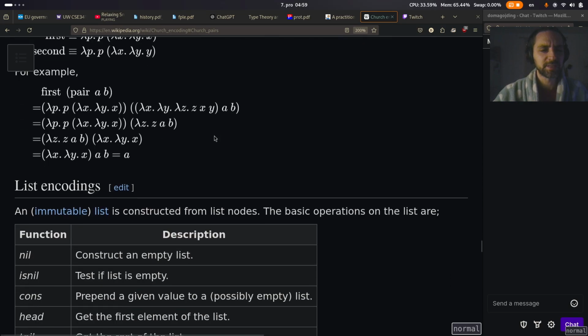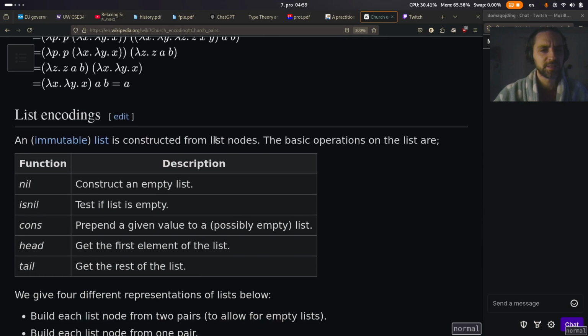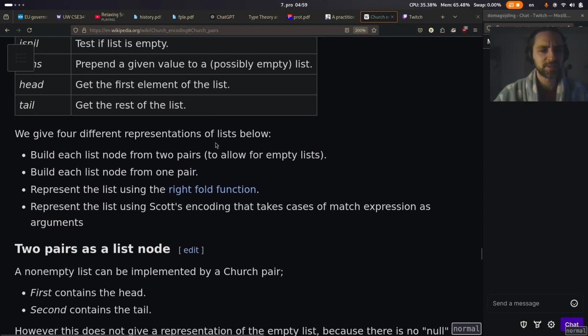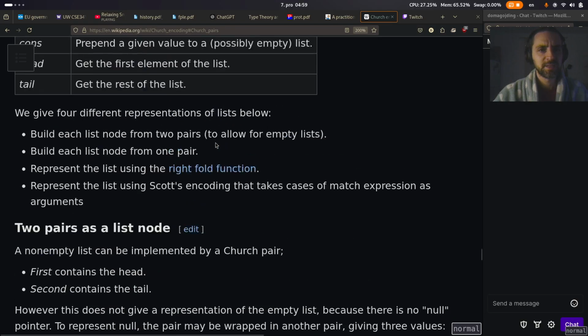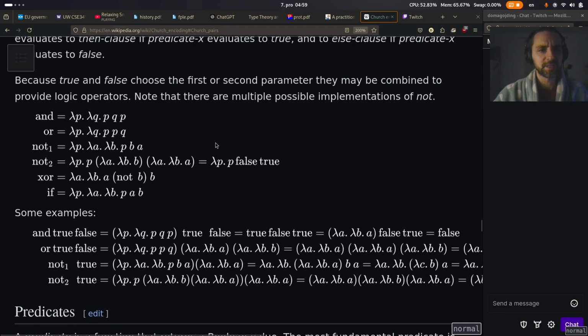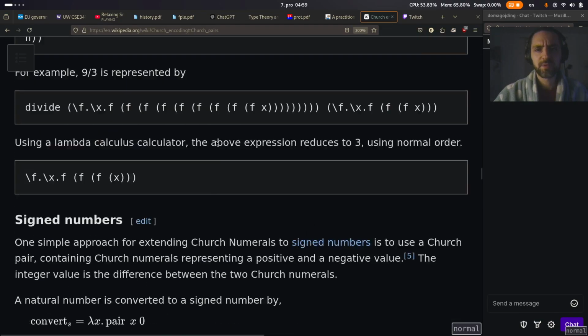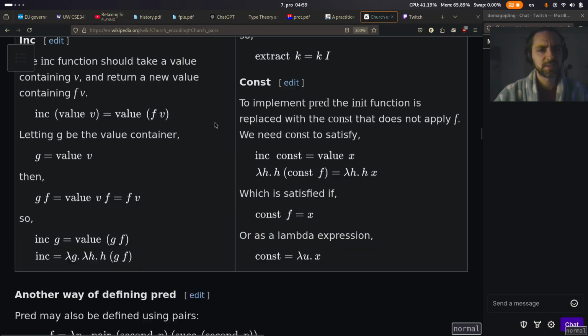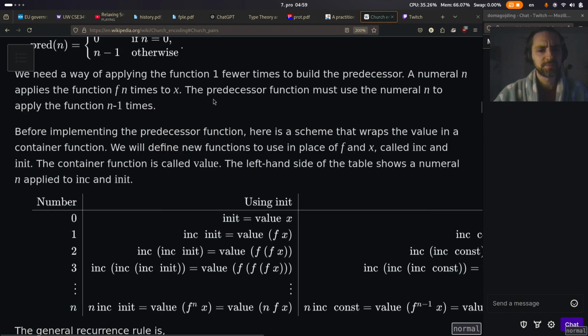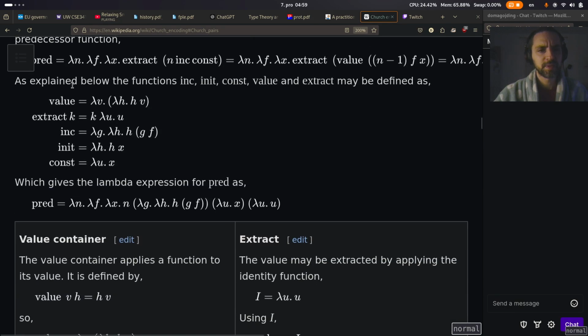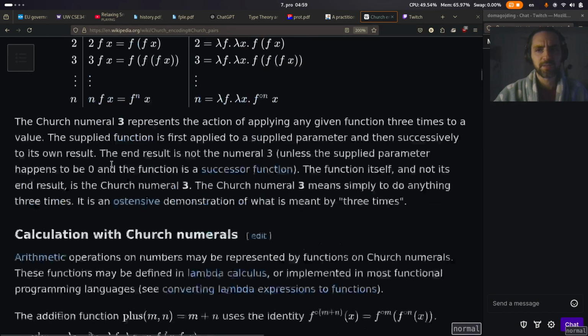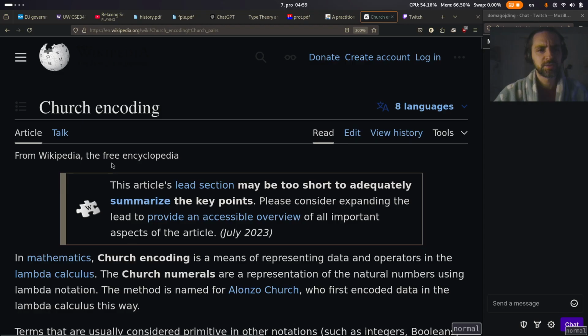List encodings. Mutable list. Oh, now he's doing the list here. This is church encodings. This chapter on Wikipedia, what is this? Value. Extract. Oh, look at this. Value container. What is this? Church encoding.